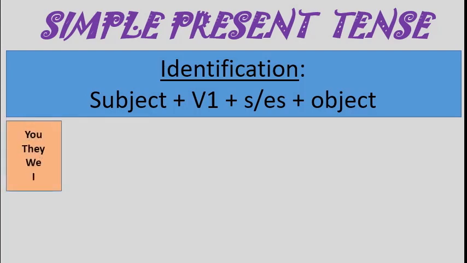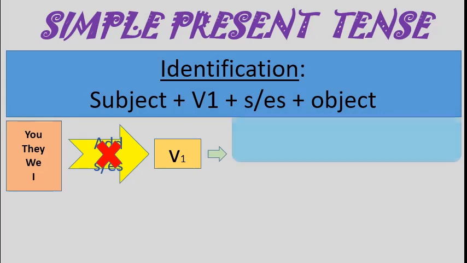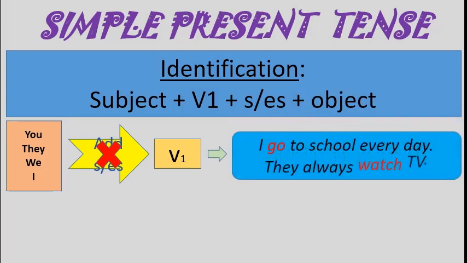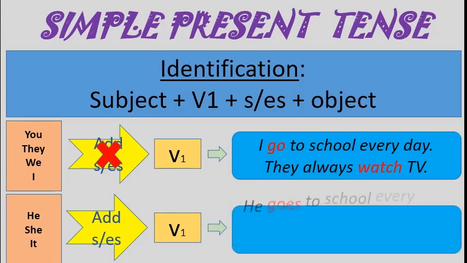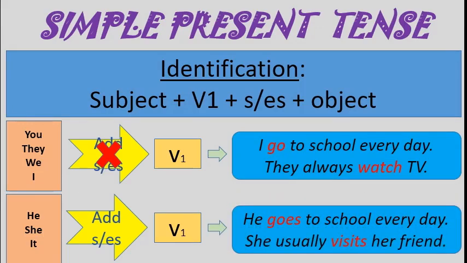With pronouns you, they, we or I, we will not add s or es. To clarify this, let's see some examples. I go to school every day. They always watch TV. With third person singular, he, she, it, we will add s or es. To clarify this, let's see some examples. He goes to school every day. She usually visits her friend.